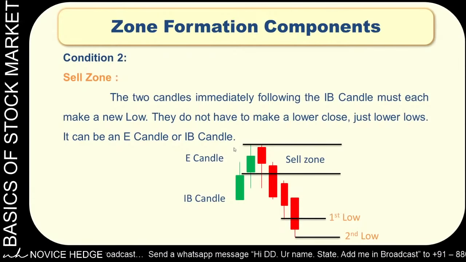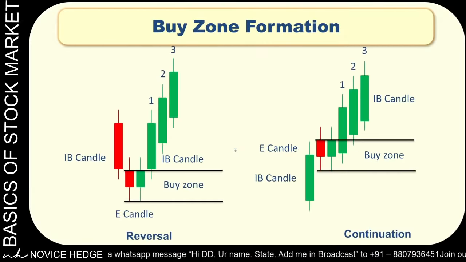Now let me see how a buy zone looks. What's the first criterion? We say there should be an IB candle followed by two consecutive E candles, another E candle and then another IB candle, which clearly indicates the first condition. What is the second condition? The candles next to the IB candle which comes out of the zone should form two consecutive highs, and they can be an IB candle or an E candle.